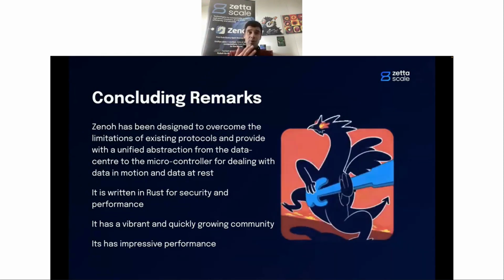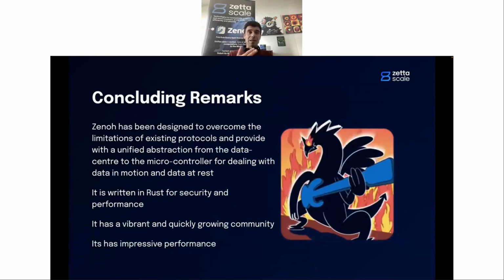It's written in Rust for security and performance. It has a very vibrant and quickly growing community and impressive performance.